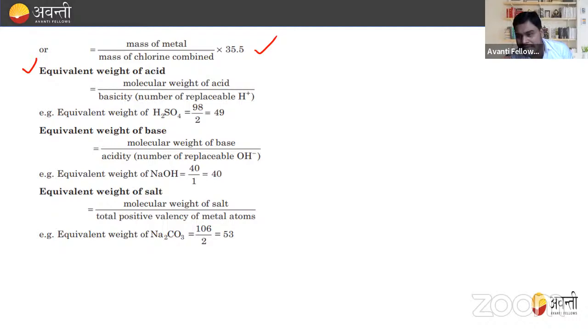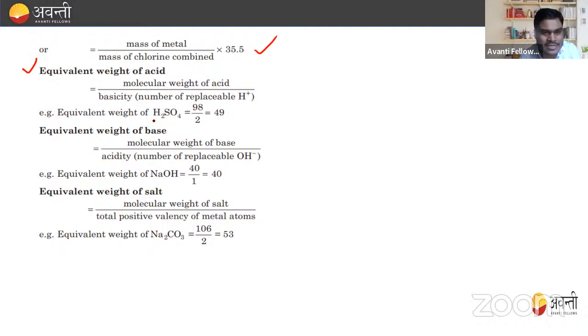What is this term basicity? You may be surprised that we are talking about the equivalent weight of an acid, so where does basicity come in? Basicity means the number of replaceable hydrogen, the number of replaceable H plus. That is defined as basicity. I'll draw the diagram as well, then you'll get a better idea of this. So what is the equivalent weight of an acid?